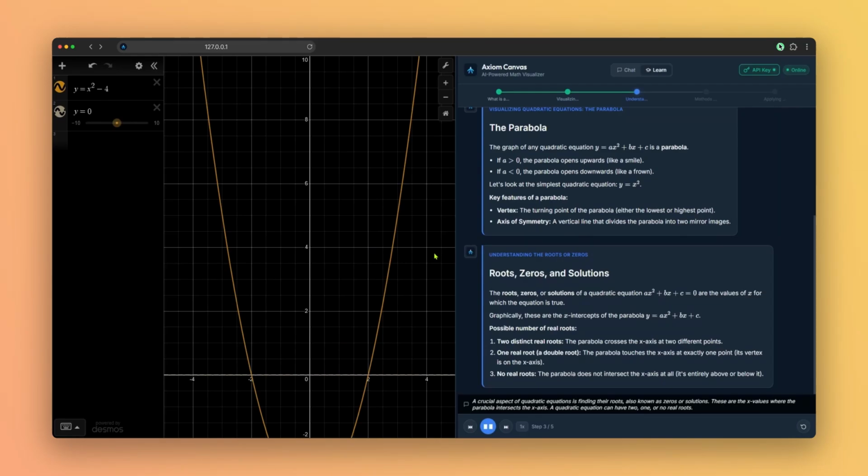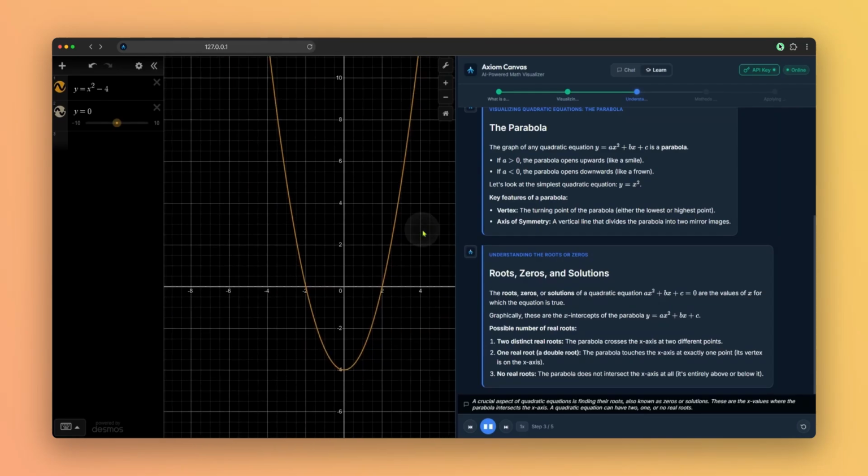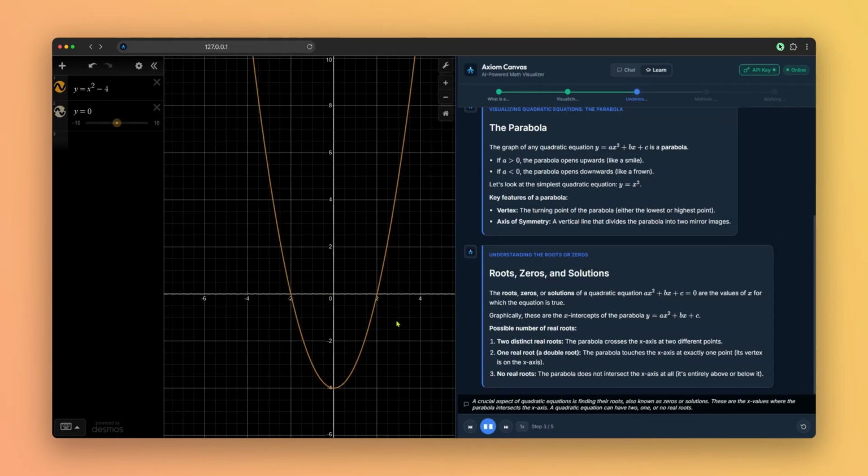A crucial aspect of quadratic equations is finding their roots, also known as zeros or solutions. These are the x values where the parabola intersects the x-axis. A quadratic equation can have 2, 1, or no real roots.